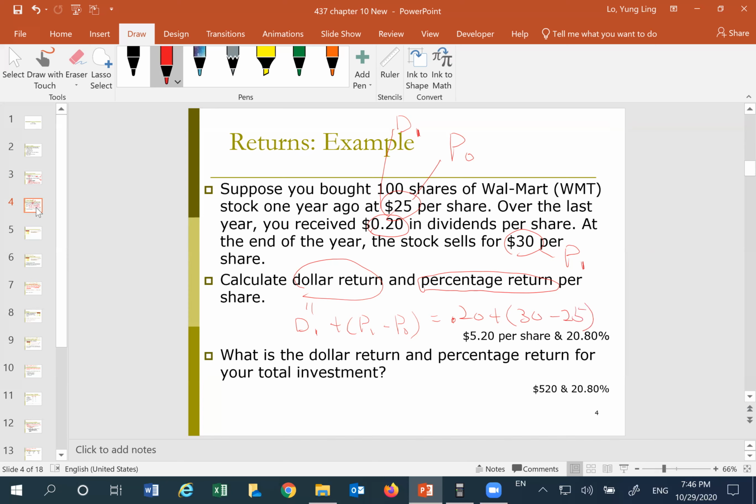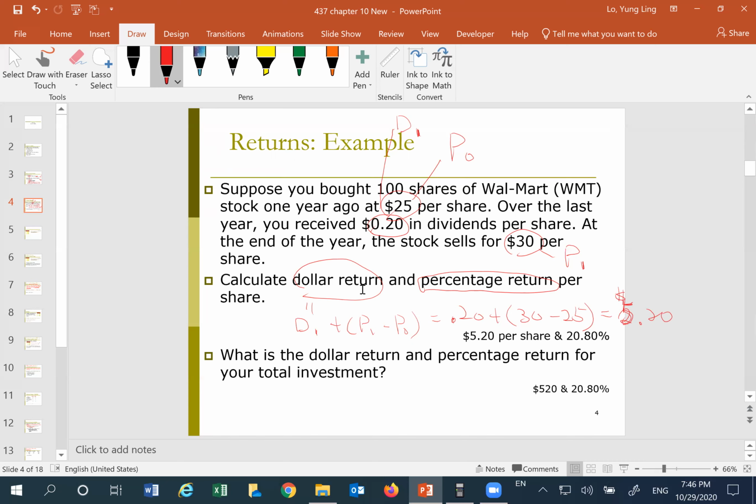Okay, so if you're only being asked to solve for income, it is 20 cents. If you're only being asked to solve for capital gain, it is 30 minus 25, which is $5. But if you're asked to find the dollar return, then it will be the sum of your income and capital gain, and your correct answer will be $5.20. Okay, $5.20 per share. That's how much you earned per share.